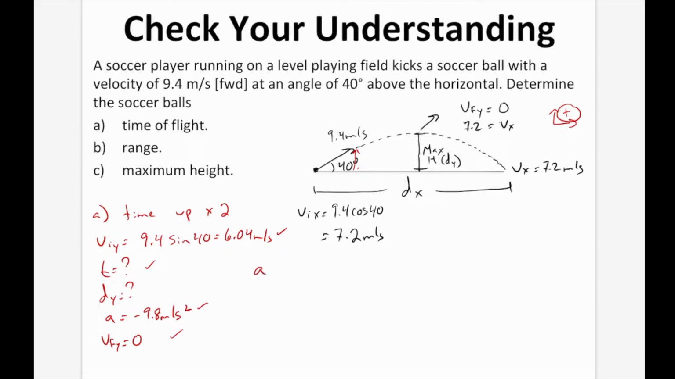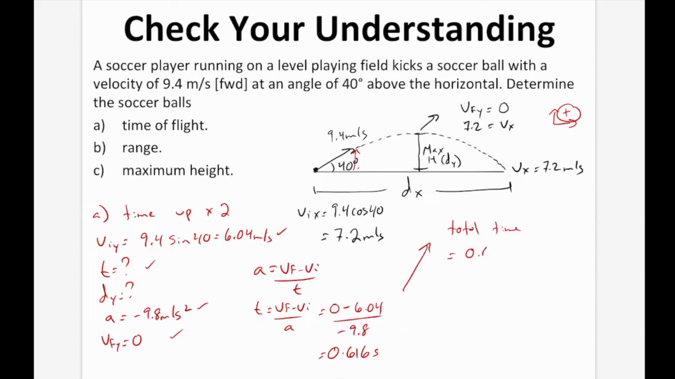So we can solve this problem, but we need an equation to do so. Let's use A equals VF minus VI over T. We're going to rearrange. We're going to say T is going to equal VF minus VI over A. And we're going to plug our numbers in. We know that VF at the top is 0, minus 6.04 divided by negative 9.8, and that equals 0.616 seconds.